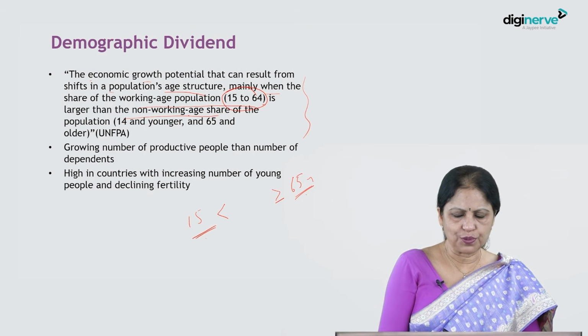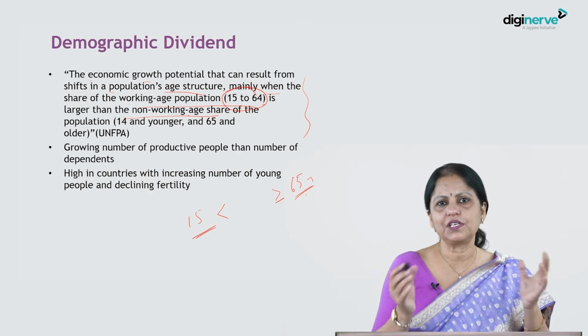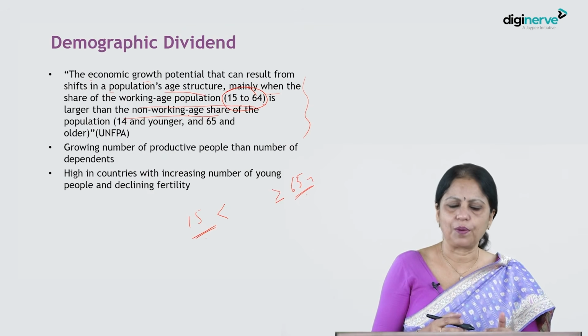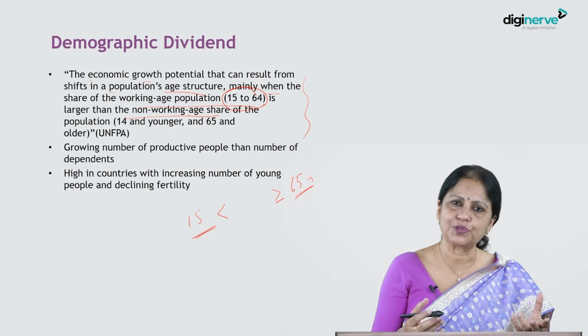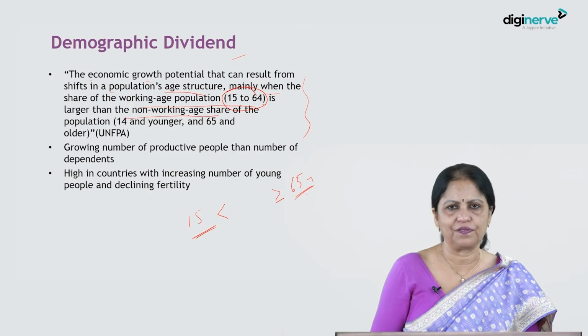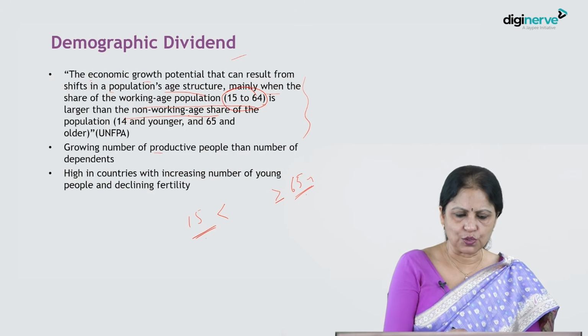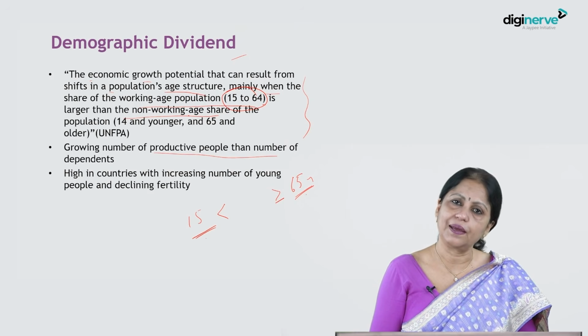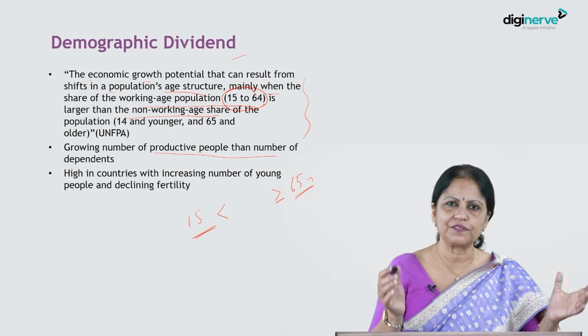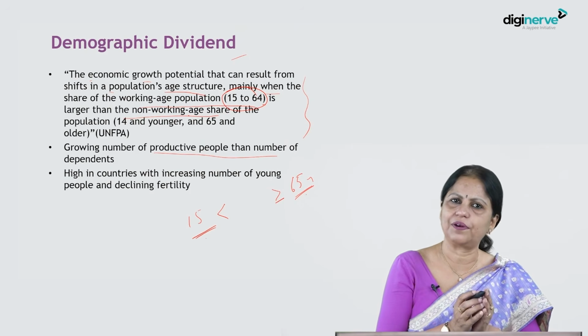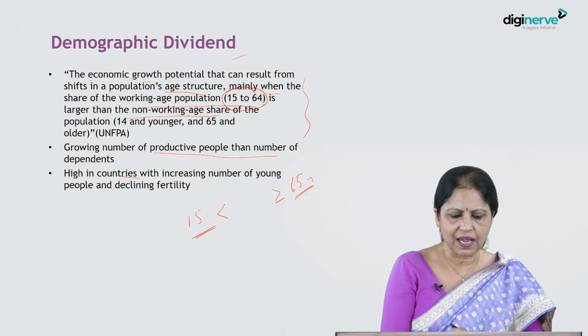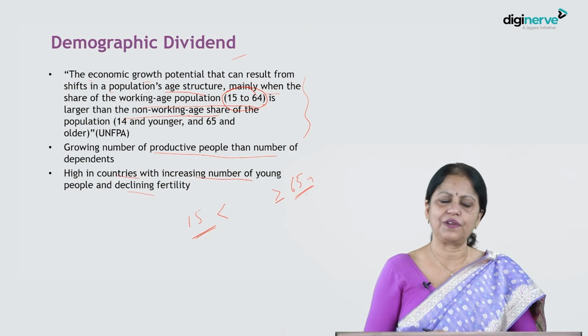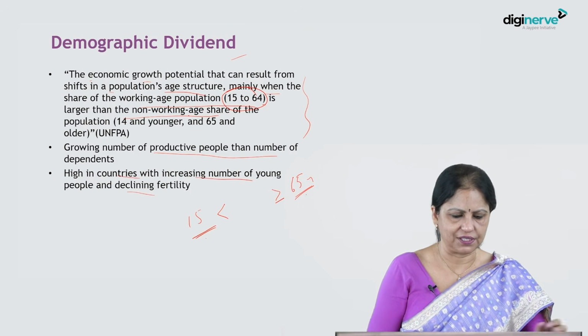So what happens when the working population is more than the non-working population? Naturally, there is a boost to the economy. This is known as demographic dividend. It is a growing number of productive people compared to the number of dependents. So more productive people have to support a smaller number of dependents. And this is high in countries with an increasing number of young people and declining fertility.